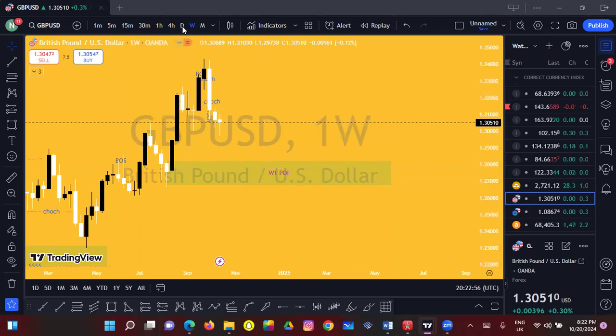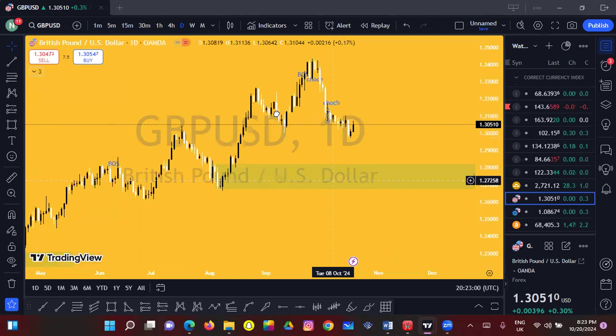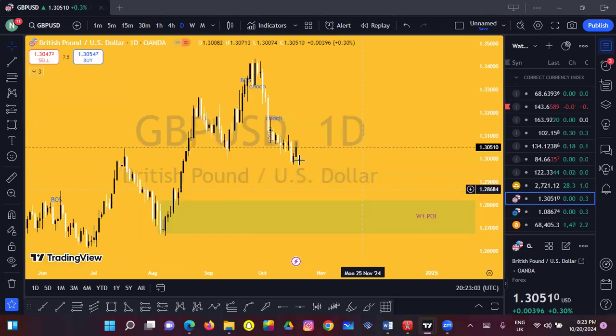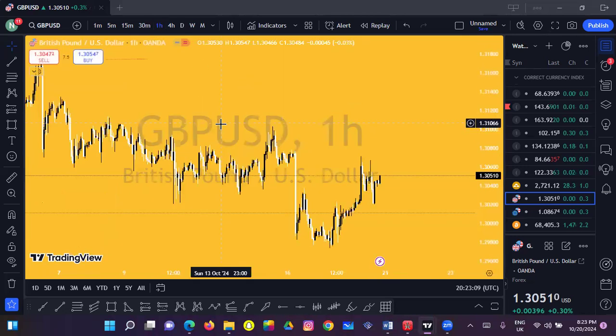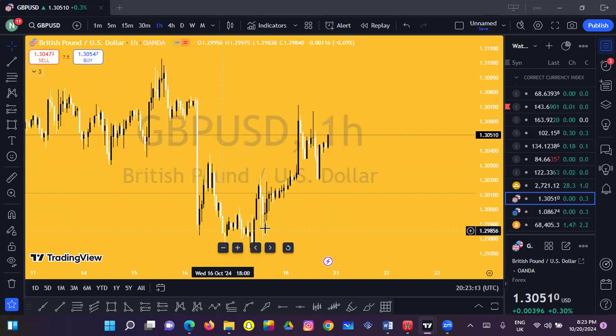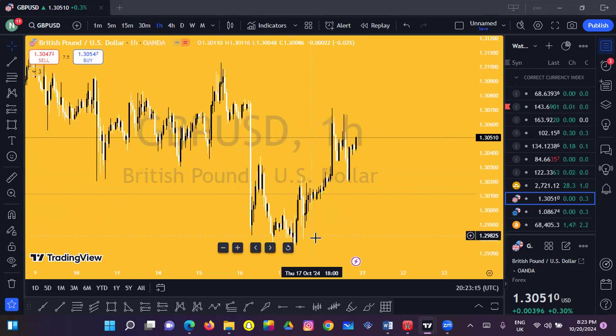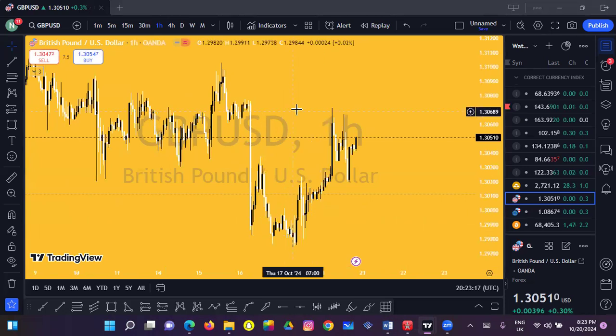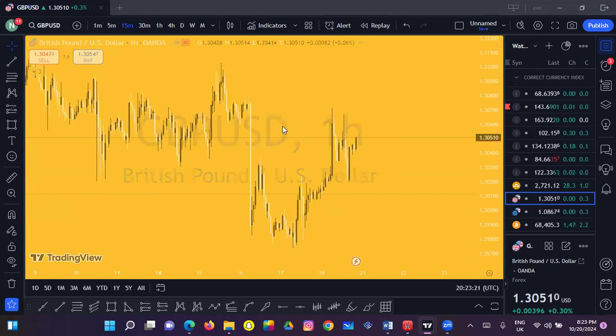So let's look at it on the daily time frame and see. Yes, that's possible. So let's check 1 hour. All right, so slightly bullish at the 1 hour time frame, but likely to continue to the downside. Let's check 15 minutes for possible entries.